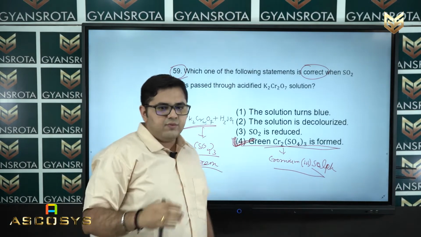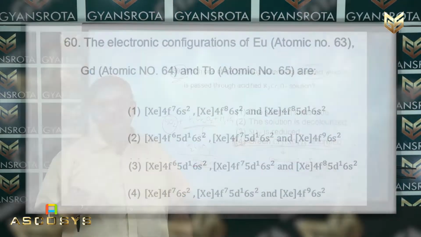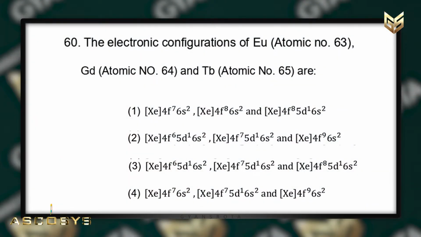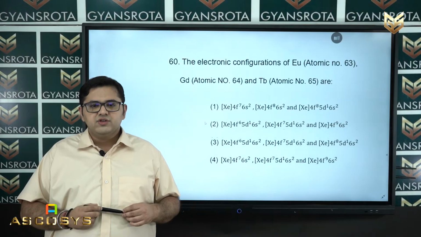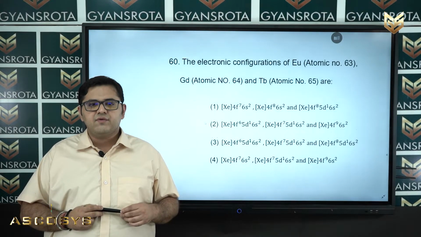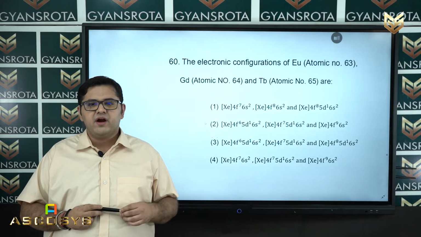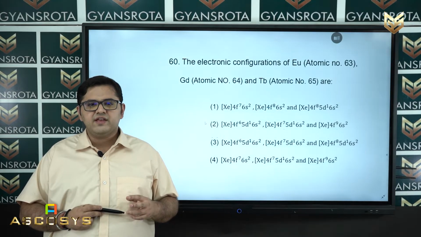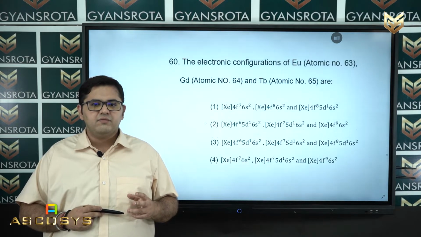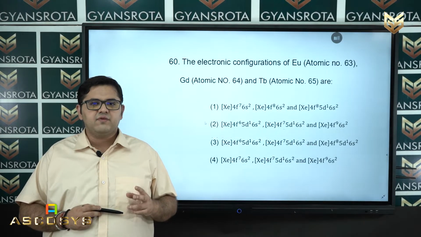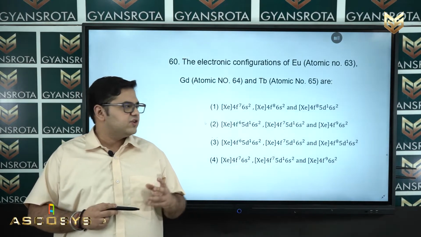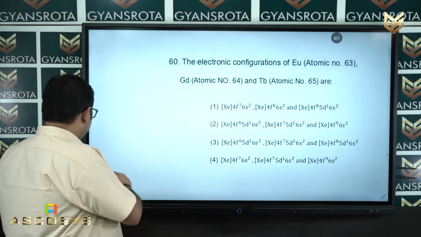So, now we are moving to the next question, that is question number 60. So, question number 60 is on the screen. The electronic configuration of europium, gadolinium and terbium are. So, this question comes from the very basic part, or you can say from the configuration part, that is from class 11 chemistry. So, now we are moving to the solution part.